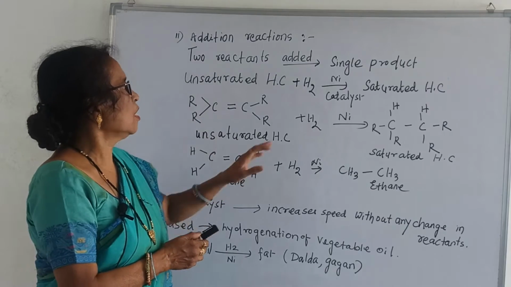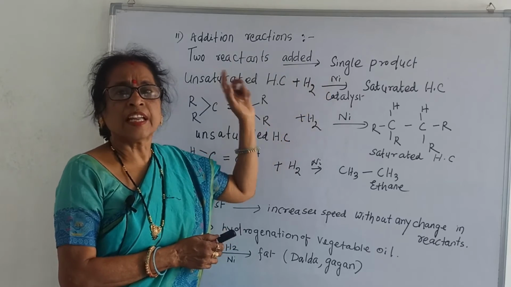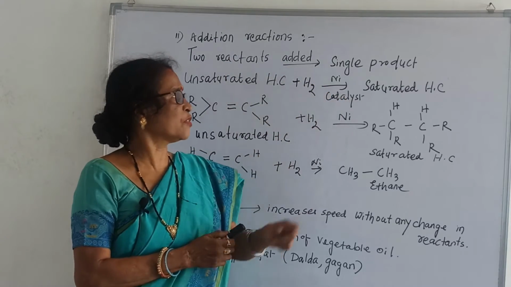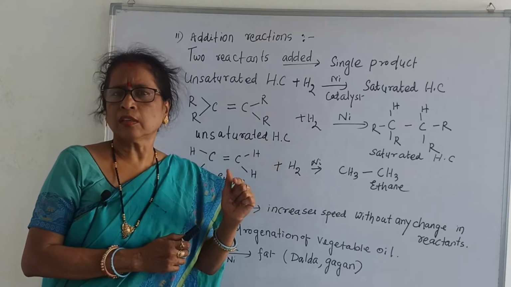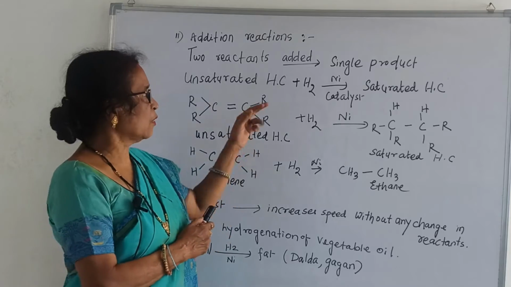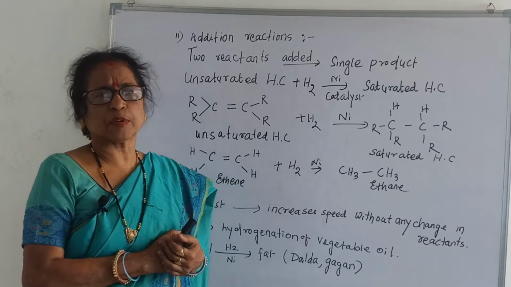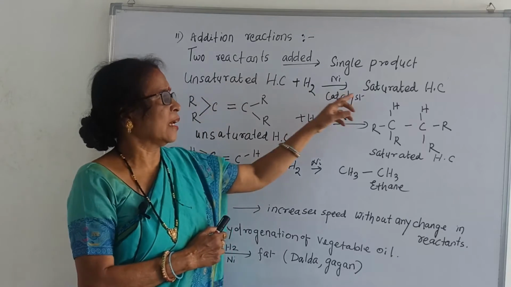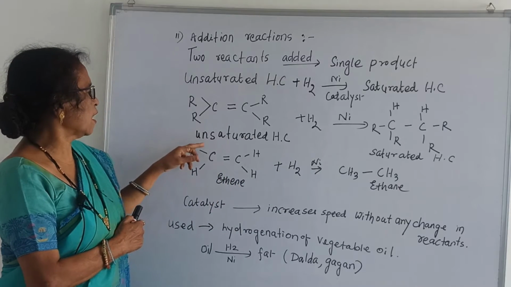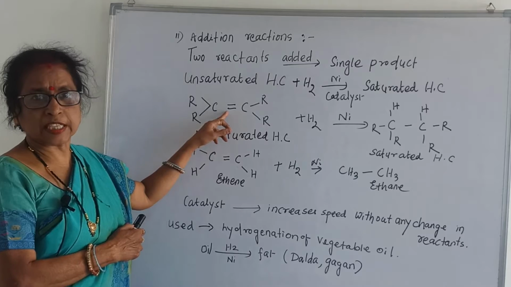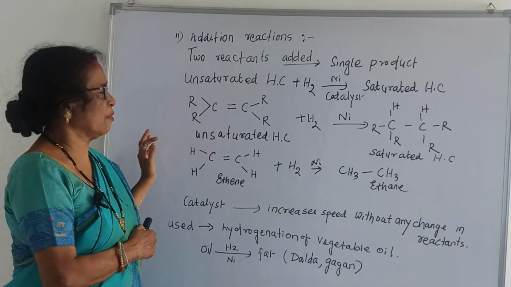Unsaturated hydrocarbon plus hydrogen, addition of hydrogen in the presence of nickel. Nickel acts as a catalyst and gives saturated hydrocarbon. Remember, unsaturated hydrocarbon means it contains a double or triple bond, and when it reacts with hydrogen in the presence of nickel catalyst, it gives saturated hydrocarbon, which contains single bonds. This is an example of an unsaturated hydrocarbon with a double bond, that is an alkene. Here R means alkyl group. This is the structural formula of an alkene.